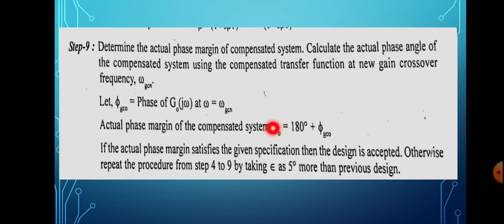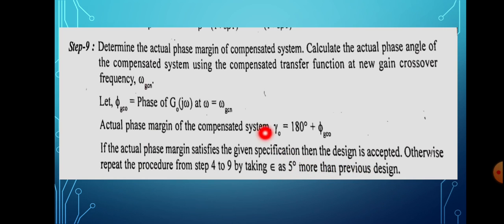You have to check whether this gamma 0 is equal to the desired phase margin given in the question. If the actual phase margin satisfies the given specifications, then the design is accepted. Otherwise, repeat the procedure from step 4 to 9 by taking epsilon as 5 degrees more than the previous design.